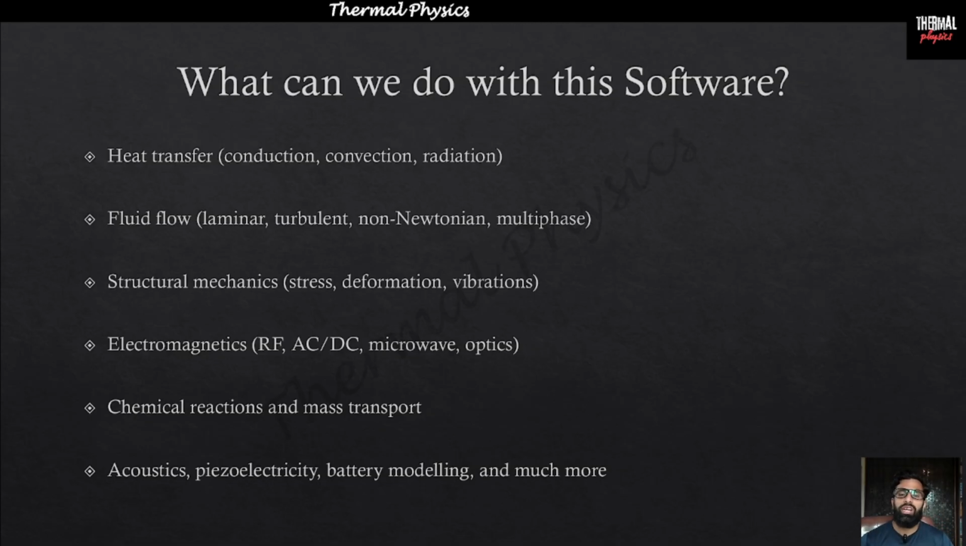We can solve chemical reactions and mass transport. So suppose water vapors are getting transported from one end to another, and from one medium to another medium. We can solve those mass transfer problems. A chemical reaction is where chemical A is reacting with chemical B giving product C, and we can solve those kinds of problems, how much heat is produced or whatever the problem is.